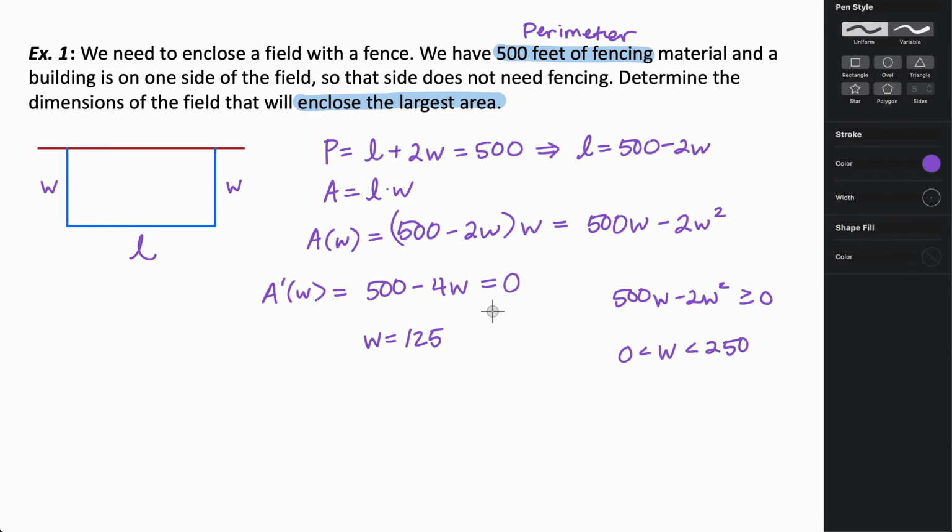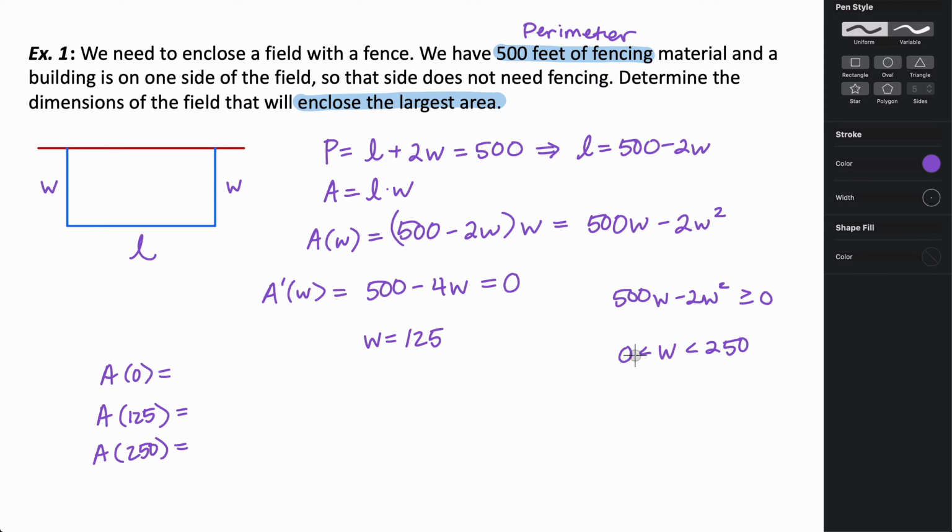And so when we try to determine whether or not W gives a maximum or a minimum, we have to treat it as if it were an absolute maximum, right? So we have to evaluate A at the endpoints of the interval and then also at our possible extreme value. So what is A of 0? What is A of 125? And then what is A of 250?